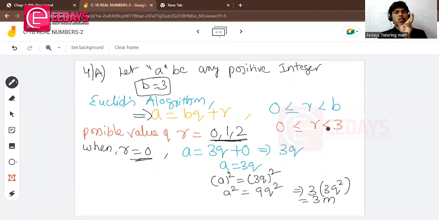You can take the limit between 0 and 3. Between 0 and 3, the possible values of r would be 0, 1, and 2. You can use the trial and error method. r is equal to 0, substitute over there, you get a is equal to 3q.